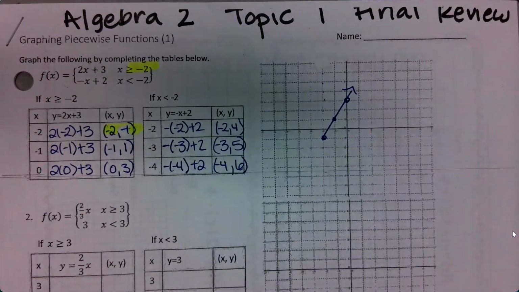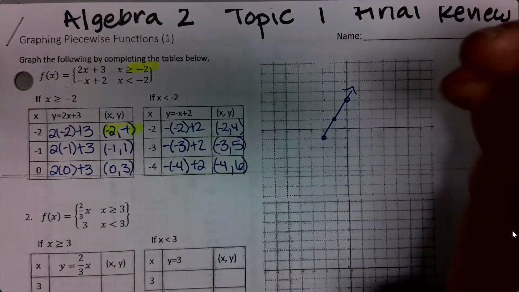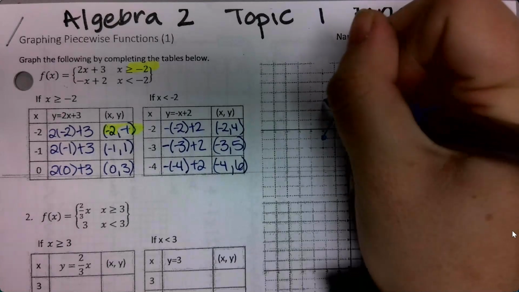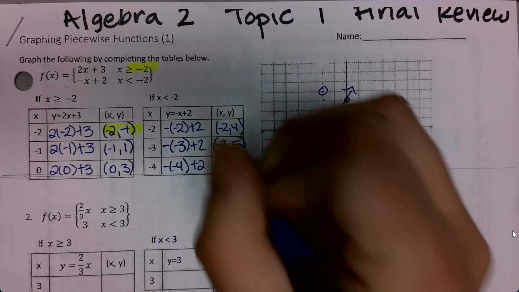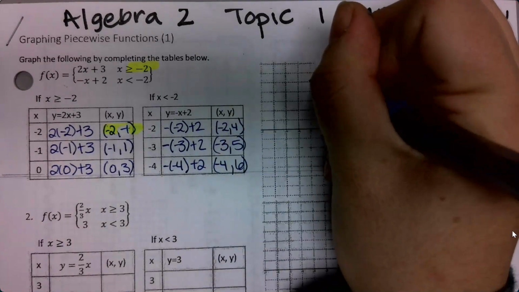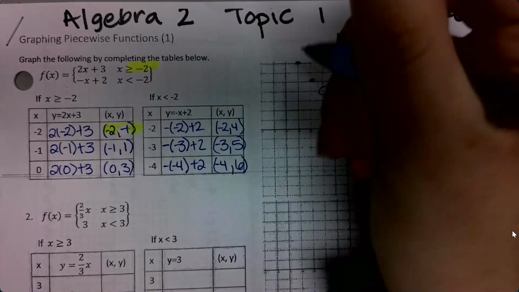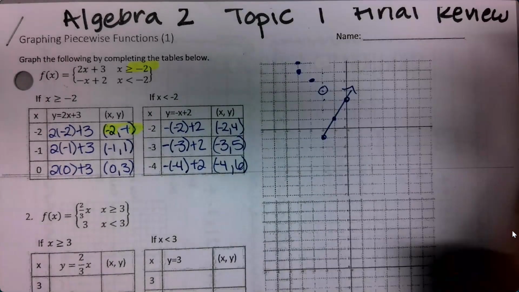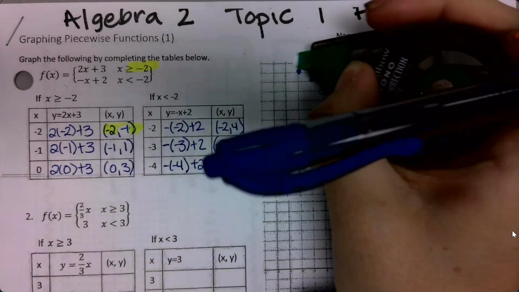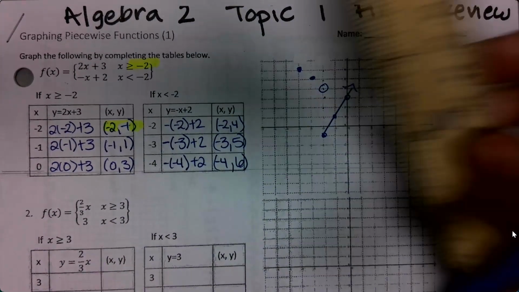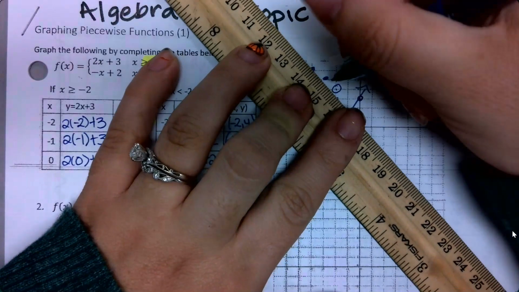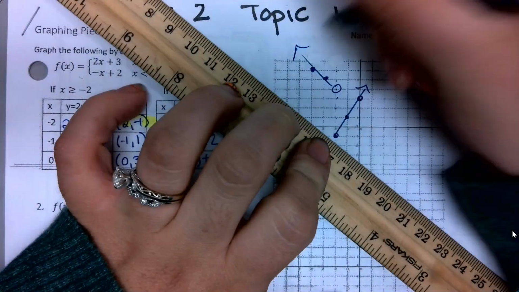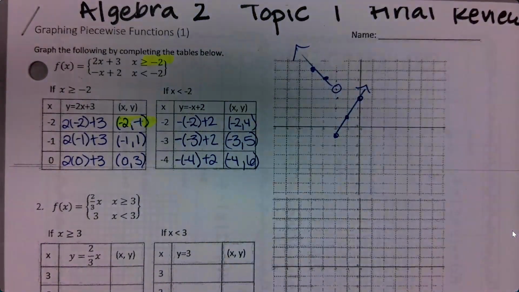My next one, I'm going to graph. This one's going to get an open circle. So negative 2, 4 gets an open circle. And then I'm going to go to negative 3, 5. And negative 4, 6 is right there. So then I want to go ahead and connect those, and that's going to go left forever because it's got the less than symbol. Just like that.